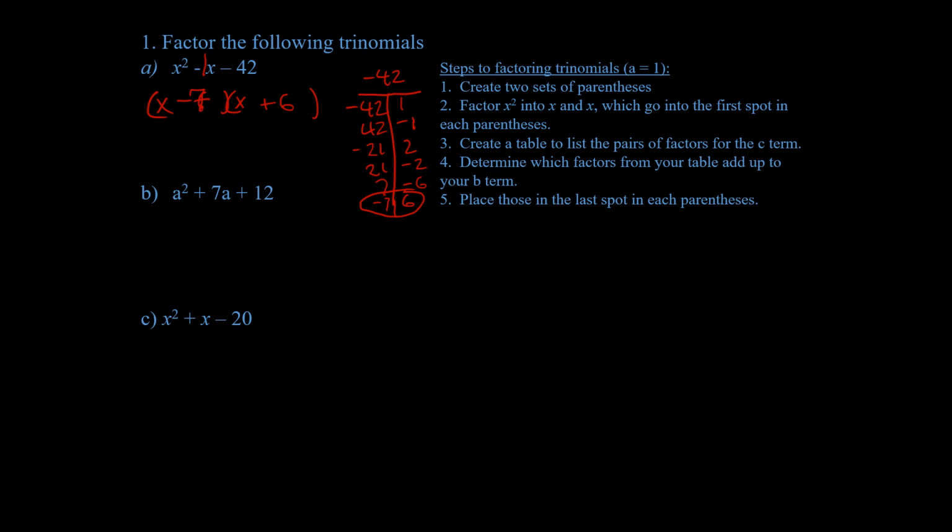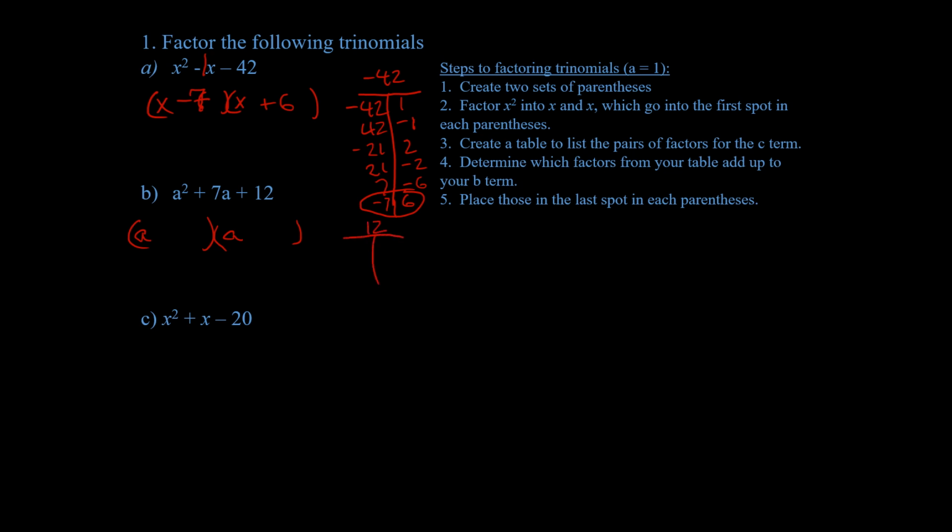This one has a's instead of x's. It's the same concept though. So we make our two sets of parentheses. And instead of factoring the x squared into x and x, we're going to factor the a squared into a and a. And now we're going to list the factors of 12.